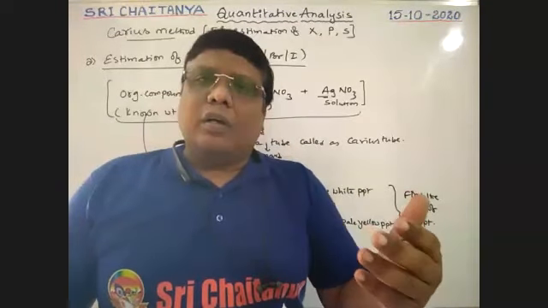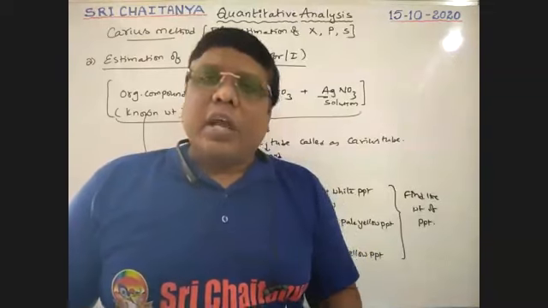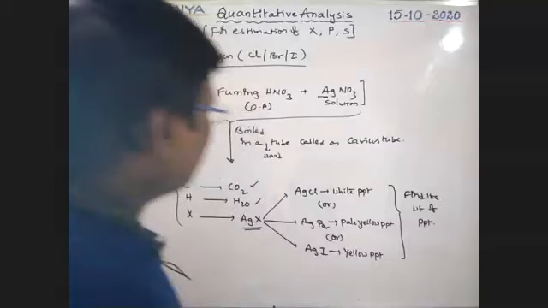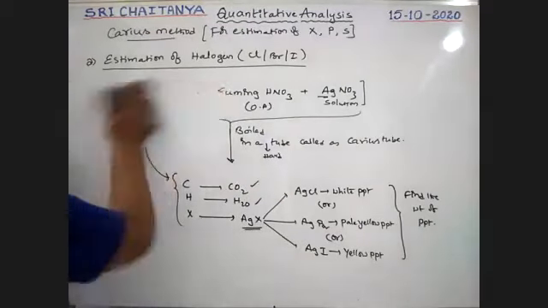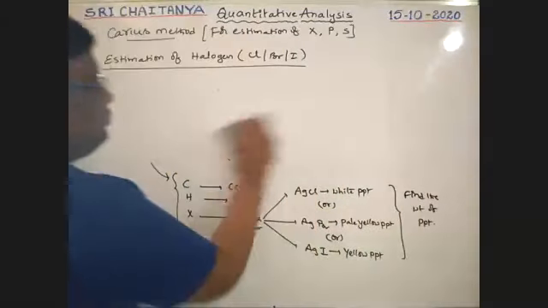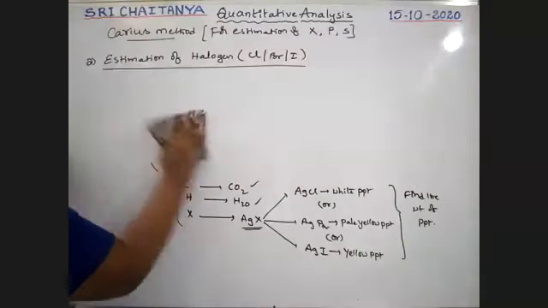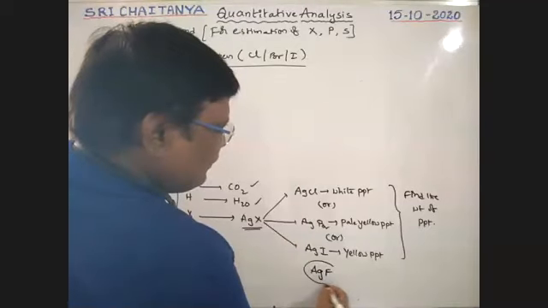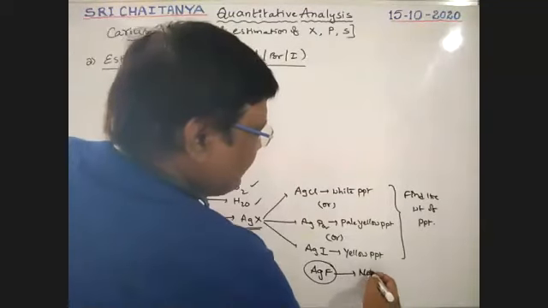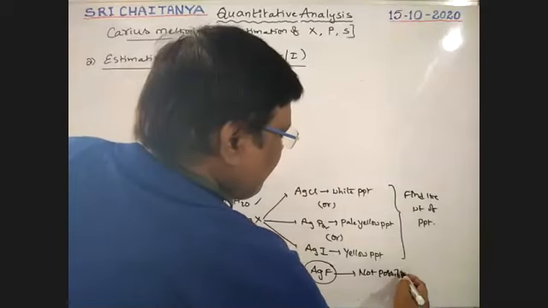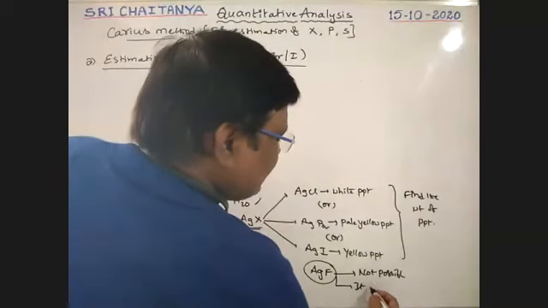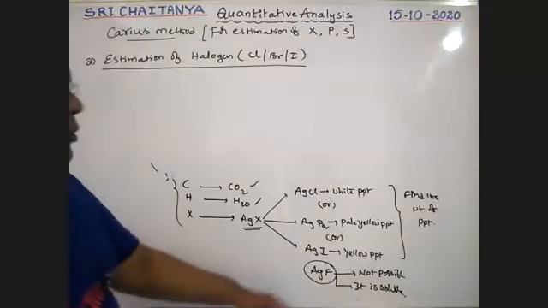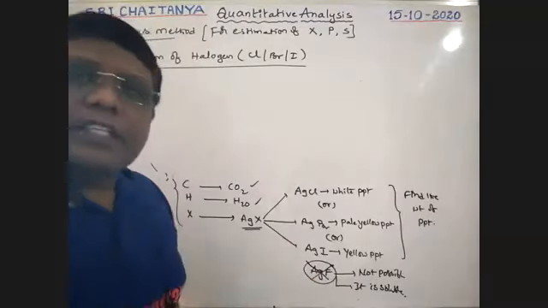By using these two points, we can estimate halogen by using the formula. What is that formula? See here, boys. AgF is not possible because it is soluble. Because it is soluble, it is not possible, boys. That's why AgF is not involved in this reaction.